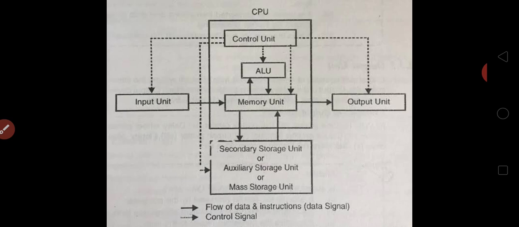Then, on demand by the output unit, it delivers the data to the output unit. Can you people give me some examples of output unit? Yes, you are correct. The monitor, the printer, the projector are some of the output devices through which the computer system delivers data to the user, that is the processed data.